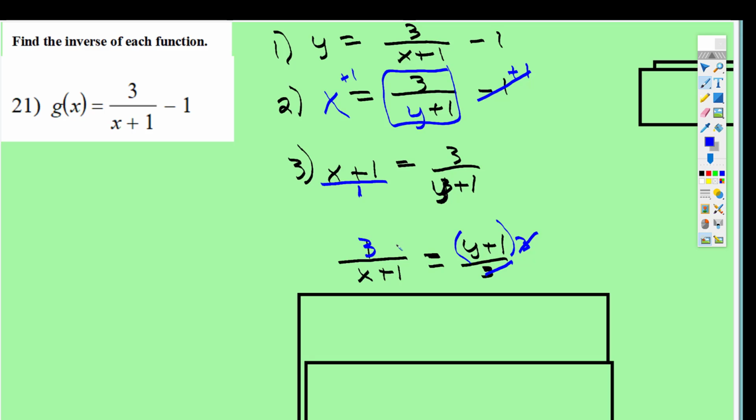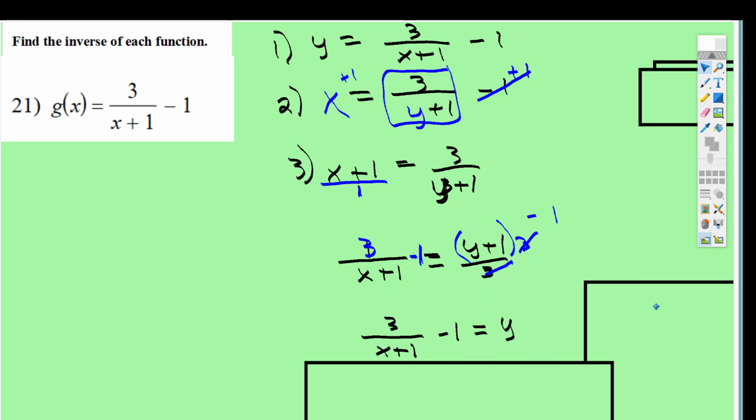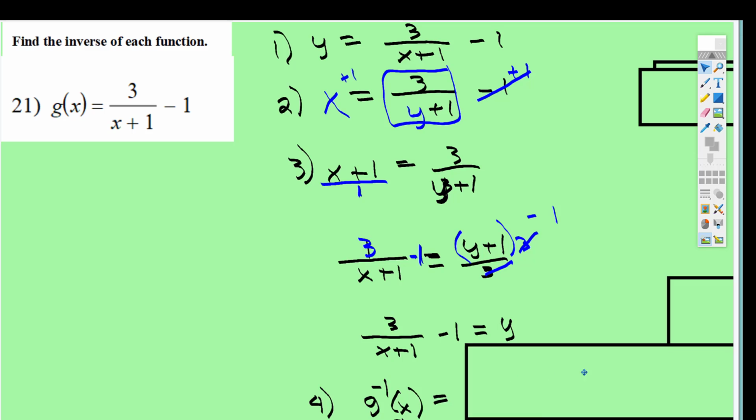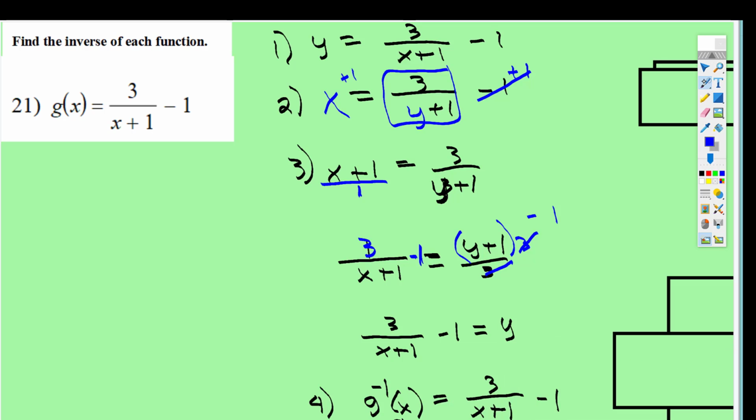3 times 1 is 3. And then you're going to have y plus 1. We're going to subtract 1. When you subtract 1, it will not be part of the fraction. You have to do it separate from that fraction. Just like that. Y is by itself. So now we can rewrite it as y to the raised -1, since this is g of x, g to the raised -1 of x. And then there's your function.